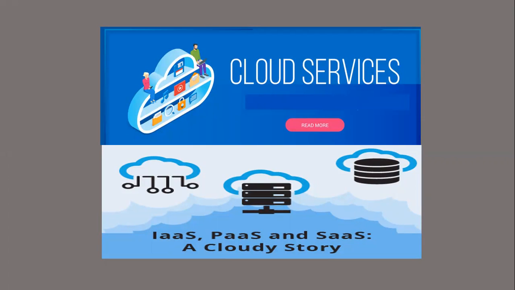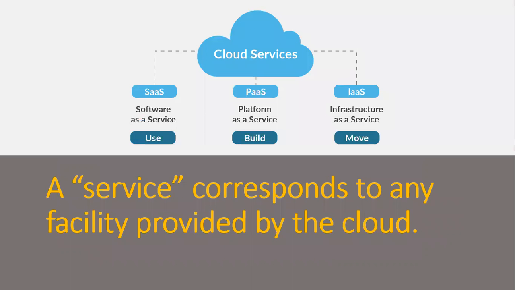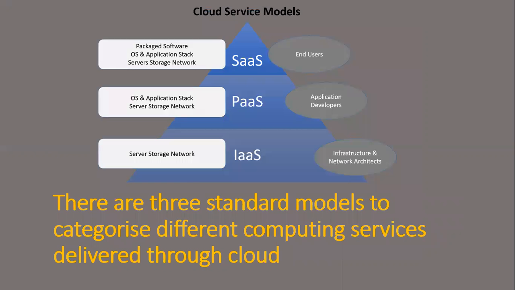So cloud services are of three types: IaaS, PaaS, and SaaS. IaaS is infrastructure as a service. PaaS is platform as a service, and SaaS is software as a service. In SaaS, the users are possibly me and you. We are the end users who use it.